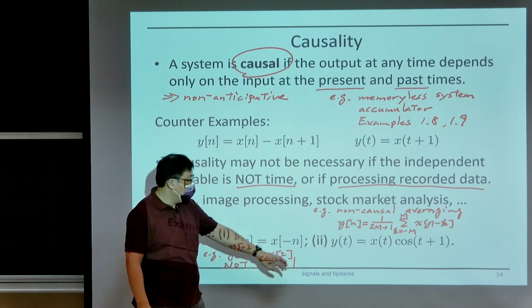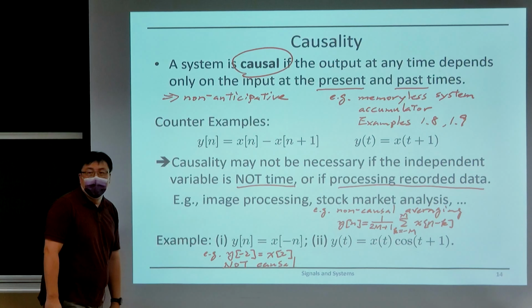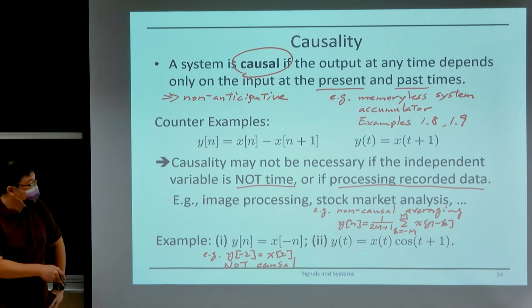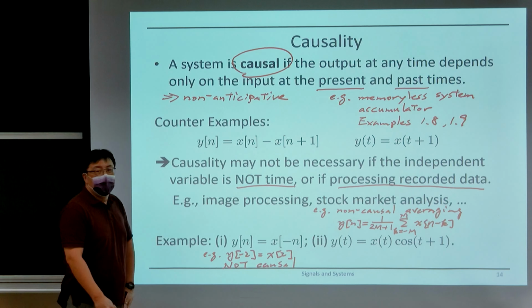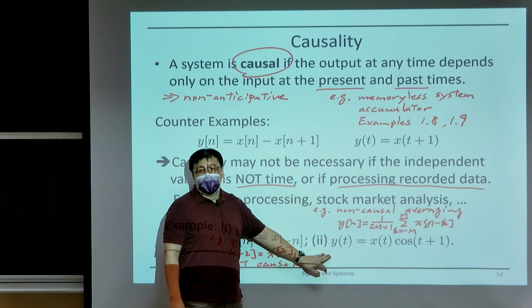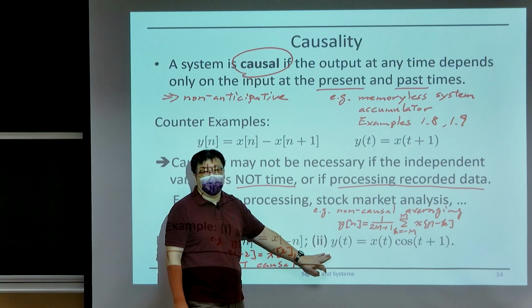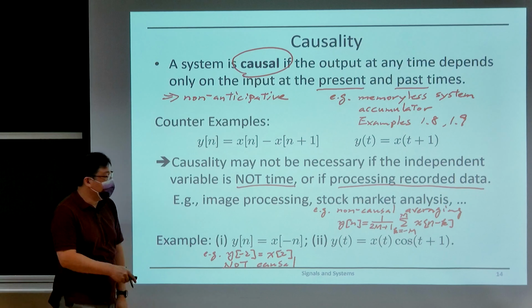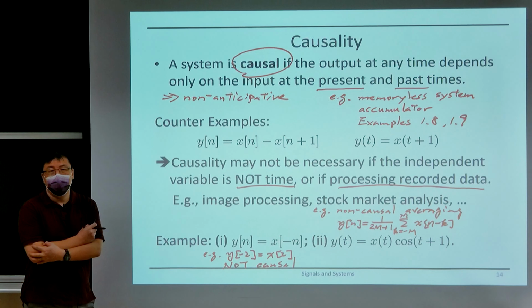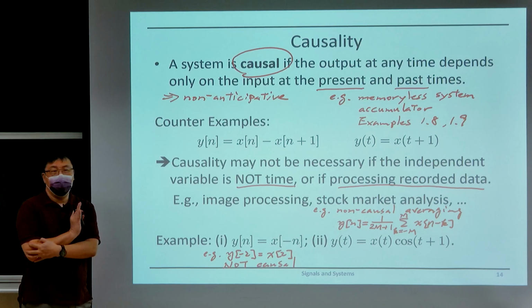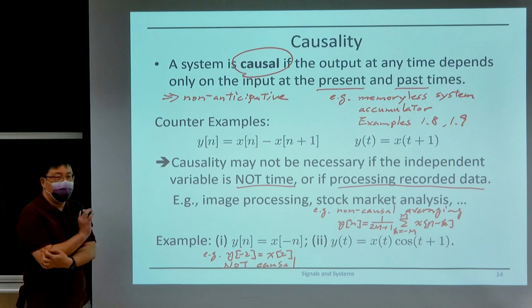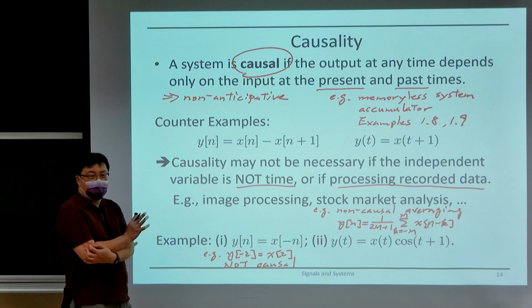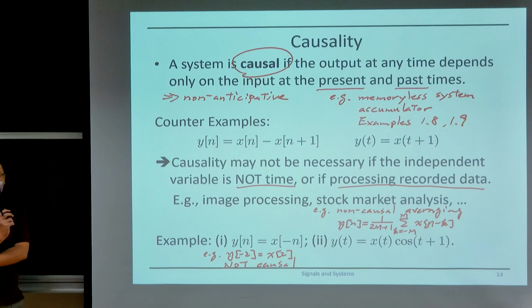So how about this second example here? Here y of t is equal to x of t times cosine t plus 1. Show your hands if you think this is causal. Show your hands if you think it's not causal. It's non-causal. So why do you think it's non-causal?